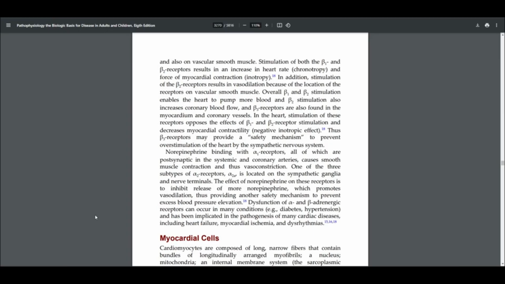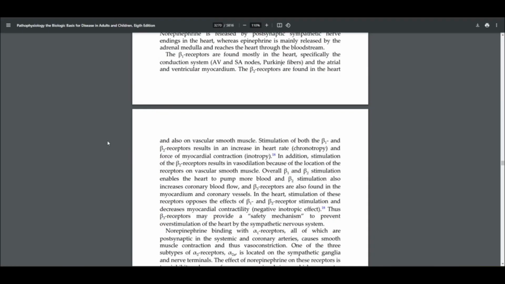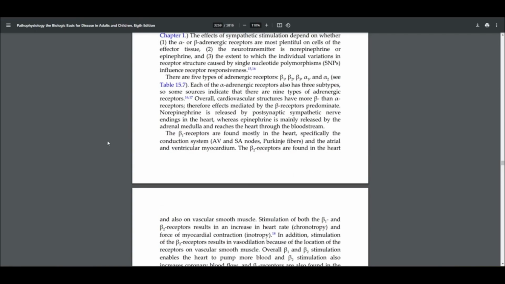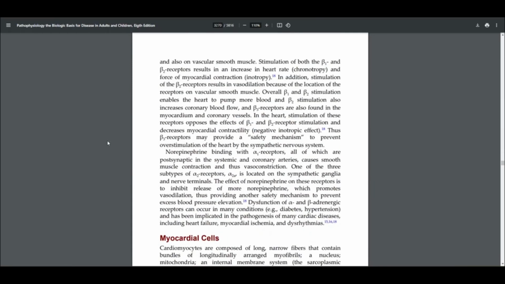Dysfunction of alpha and beta adrenergic receptors can occur in many conditions, including diabetes and hypertension, and has been implicated in the pathogenesis of many cardiac diseases, including heart failure, myocardial ischemia, and dysrhythmias. Not a bad overview of how your adrenergic receptors influence the heart.